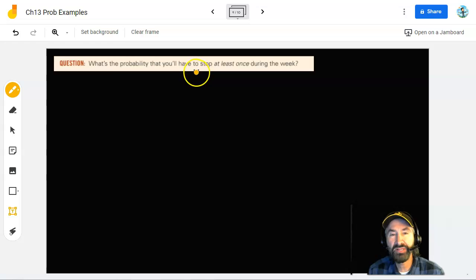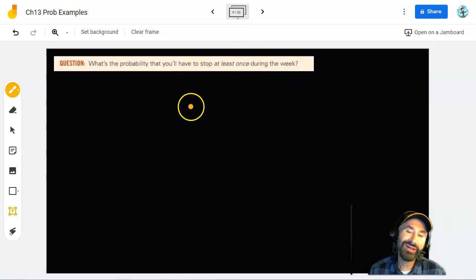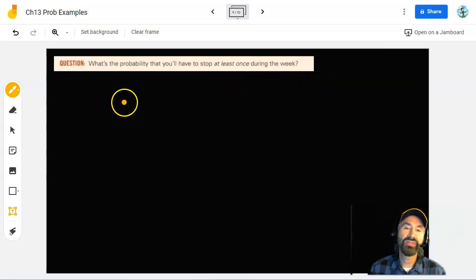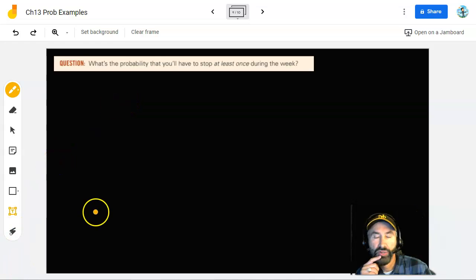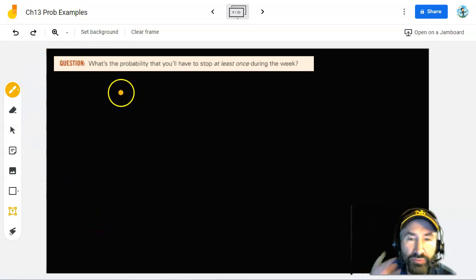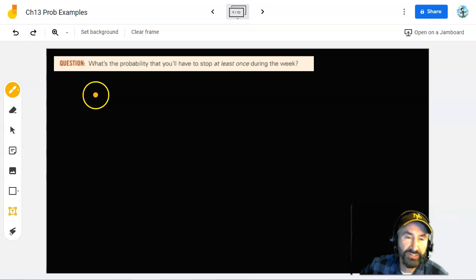Obviously, what's the probability that you'll have to stop at least once? Well, it looks like we're concerned with the probability of getting a red, or again, not a red, right? So, what's the probability you have to stop at least once during the week? Well, that's where it gets tricky, the at least once during the week. For you folks that think you really understand this stuff, I would love to see you pause the video and try to get the answer yourself on your own right now. Now, for the rest of us who would like to see the technique for doing this, I'd like to explain. First of all, there are some tricks to this.